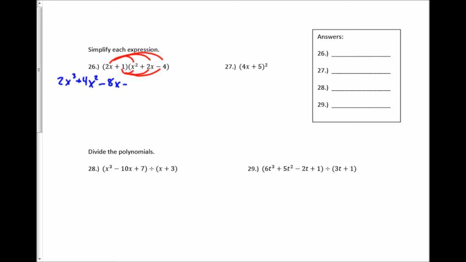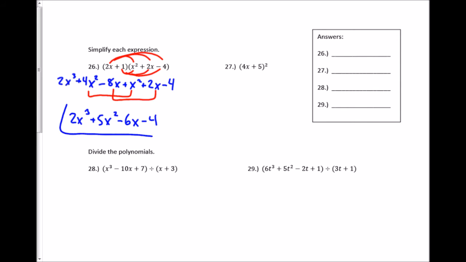That gives me an x squared plus 2x minus 4. And now I just combine like terms, which I have a couple of them. So that leaves me with a 2x cubed plus 5x squared minus 6x minus 4. That's it.